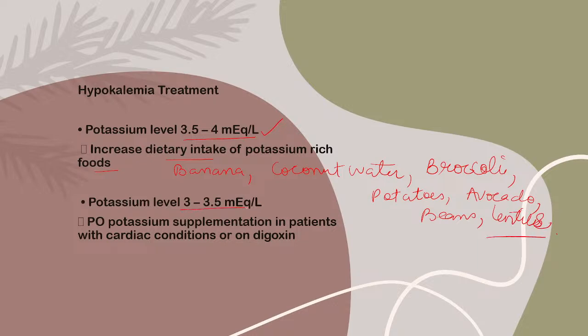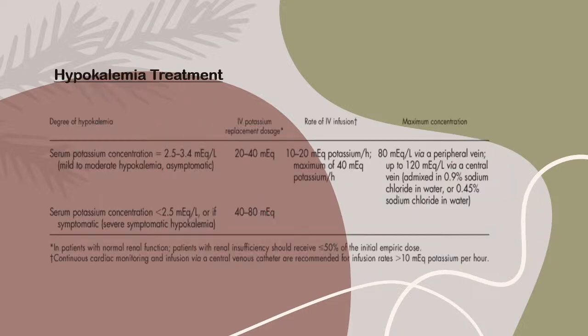Then if the potassium level is 3 to 3.5, we will start potassium supplementation, especially in patients with a cardiac condition or on digoxin. For example, the syrup Potklor, we would start that, especially in patients who have a cardiac condition, because they are already at risk of cardiac arrhythmias, or the patient on digoxin, because if the patient is on digoxin therapy and potassium is low, the patient may develop digoxin toxicity. So it is very important to treat hypokalemia.